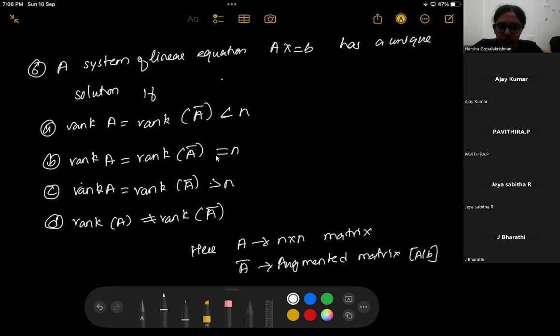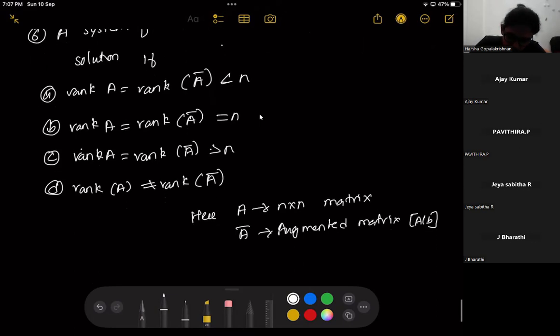This we have already stated in the B. So option B is the correct answer. In this case, it will have a unique solution. We have already seen in the class. So let us just go through the other options also. In the case of A, if rank of A equal to rank of A bar is strictly less than n, what will happen? Will there exist a solution?